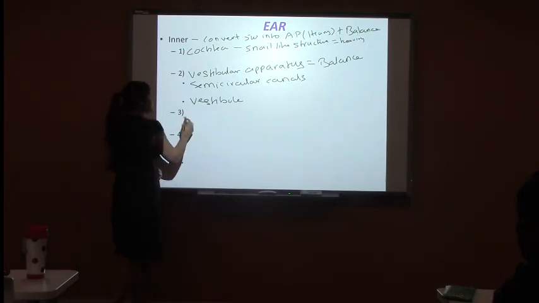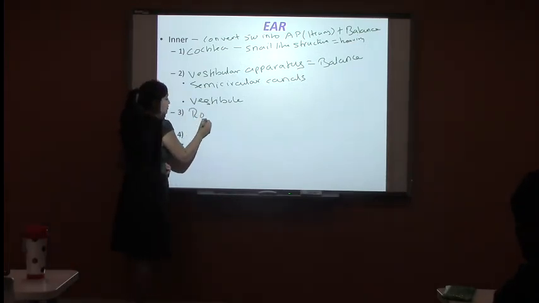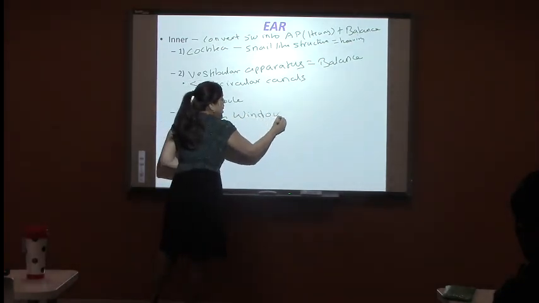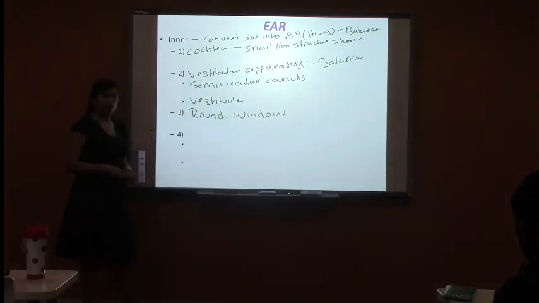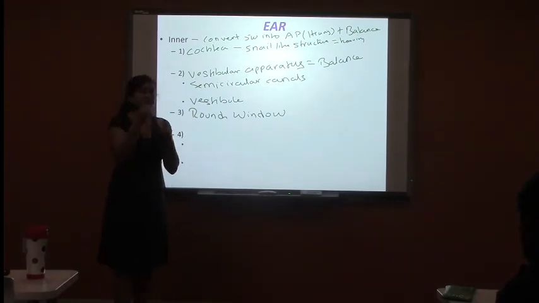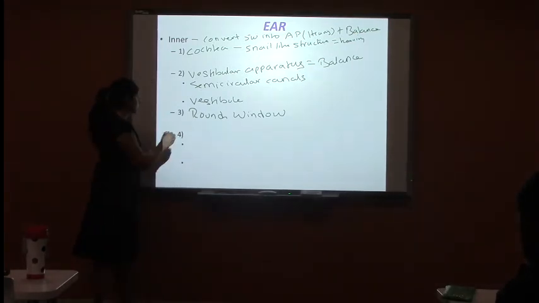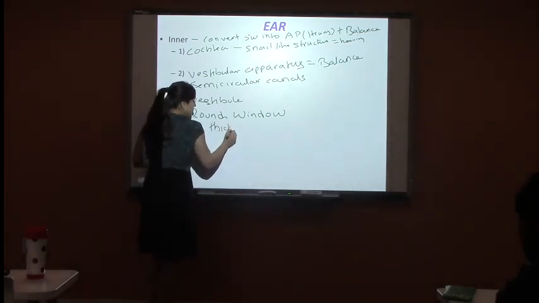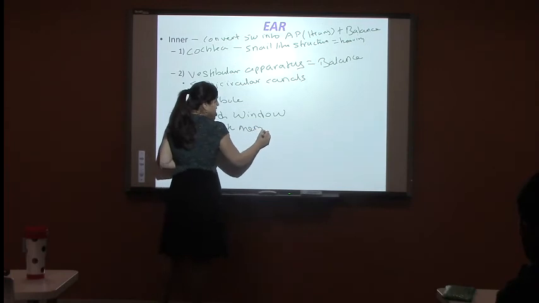Another thing we have in the inner ear is the round window. Now, the round window is a very thick membrane. It's not fragile. It doesn't vibrate or move. Okay? It's a thick membrane, or solid.